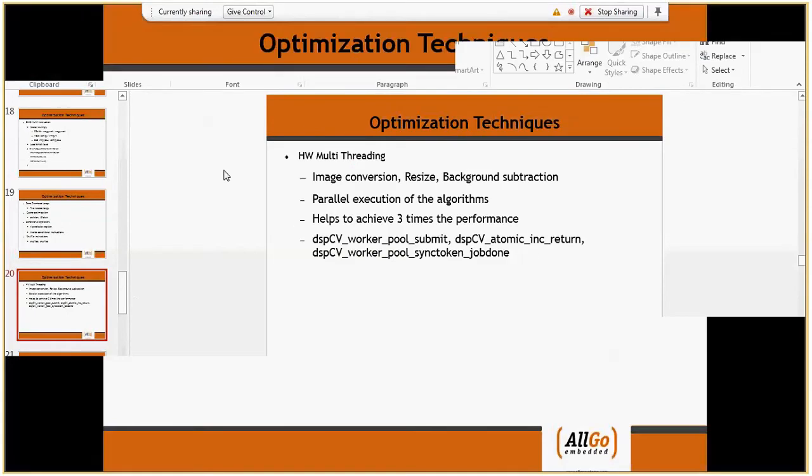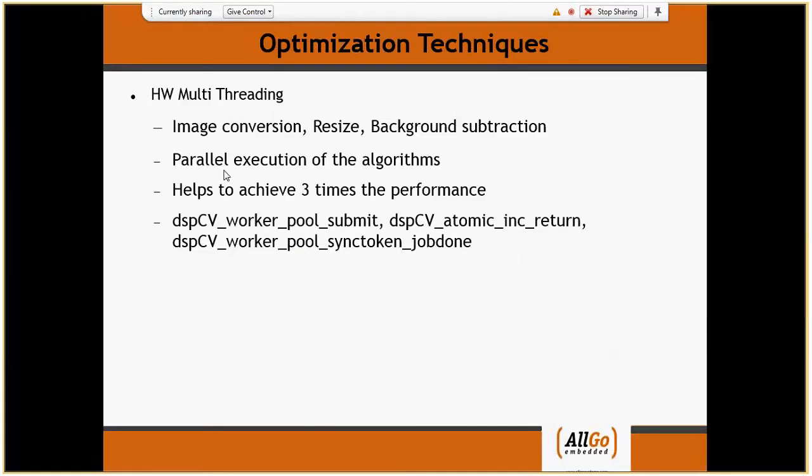Okay. Further on optimization techniques, we have utilized the hardware multithreading. As I mentioned earlier, we have split some of the algorithms into 3 different chunks, and we are trying to run them in parallel. Some of the modules like image conversion, resize, and background subtraction, we were able to split into 3 chunks and run them in parallel. This helps to achieve close to 3 times the performance gain.